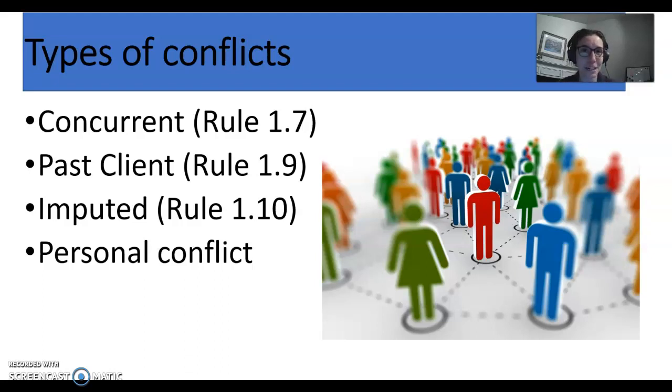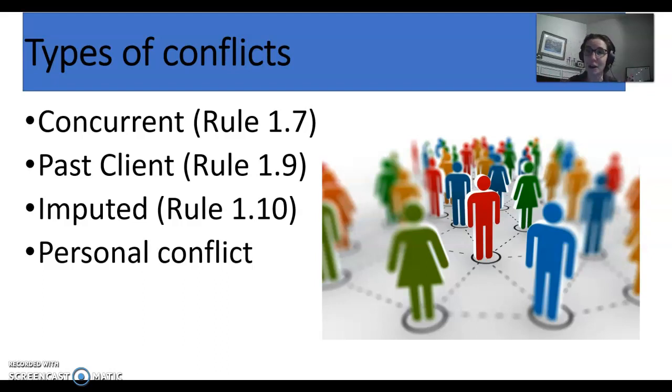Let's talk about the types of conflicts. We're going to talk about concurrent, past clients, imputed, and of course, personal conflicts. So concurrent conflicts means that clients that you're working on right now have a matter where you can't represent both the plaintiff and the defendant, right?